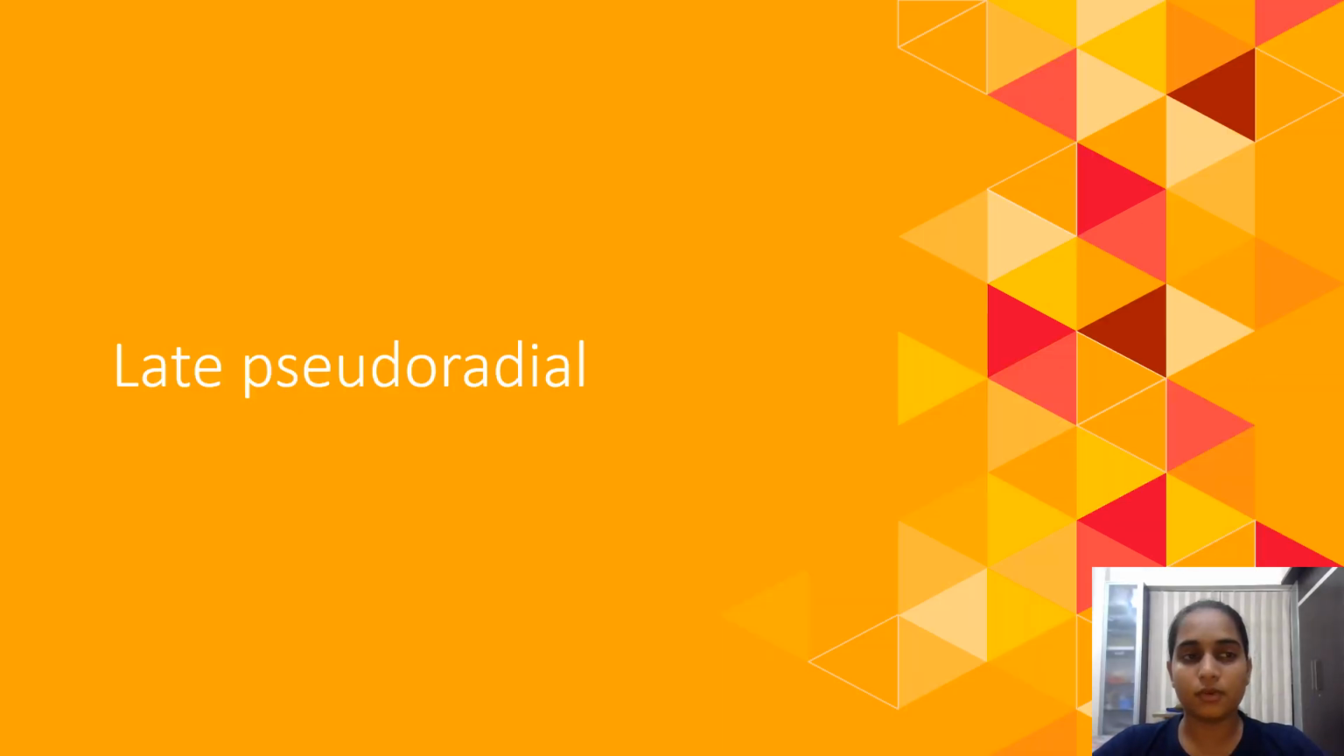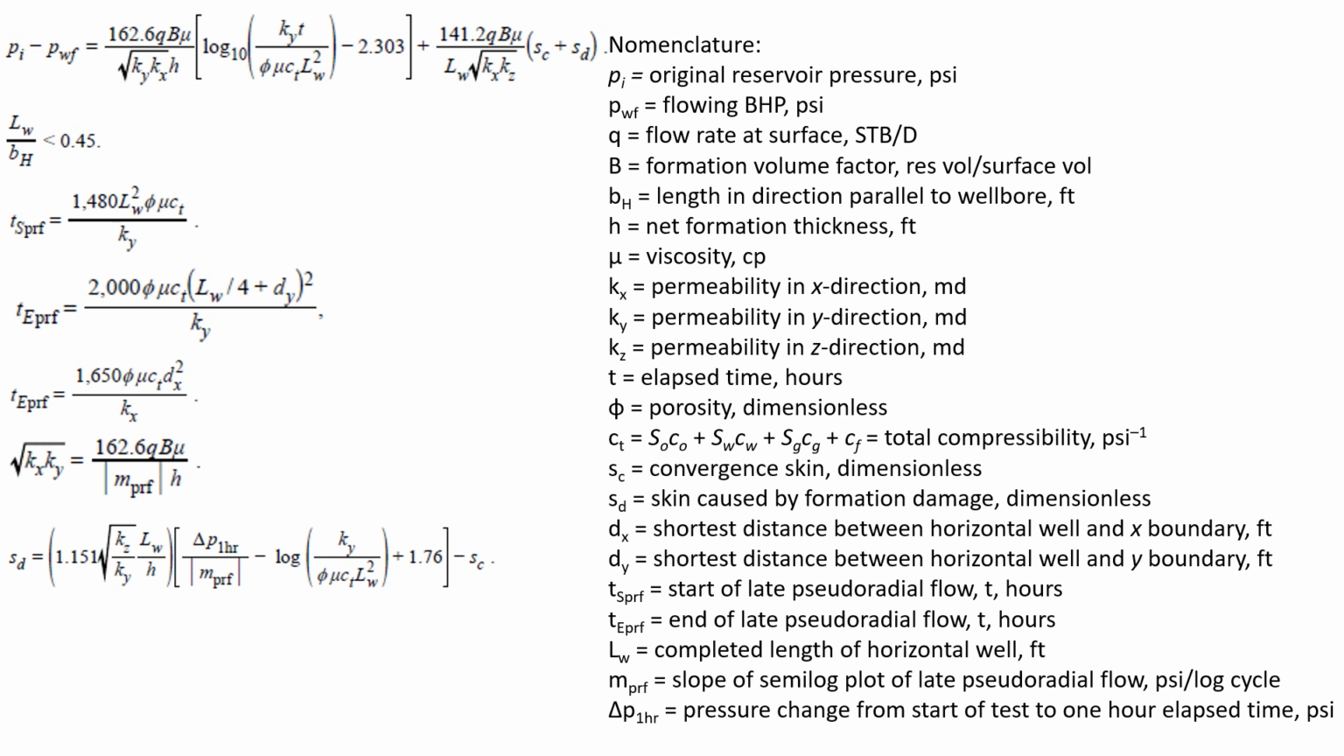Late pseudo-radial flow. The governing equation for late pseudo-radial flow is given by equation 1. The late pseudo-radial flow period occurs only if Lw by Bh is less than 0.45. Here, Bh is the dimension of the reservoir parallel to the wellbore. As long as the completed length of the well is relatively short compared with the length of the drainage area, late pseudo-radial flow can occur. The start of this flow period occurs when fluid flows from the well beyond the ends of the wellbore. It is approximated with equation 3.